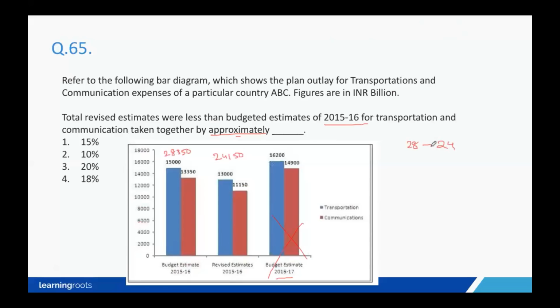So they were approximately lower by how much? Right? So 4 by 24 into 100 or 1 by 6 into 100. So approximately some 16% odd. So 15% is the answer in this case.